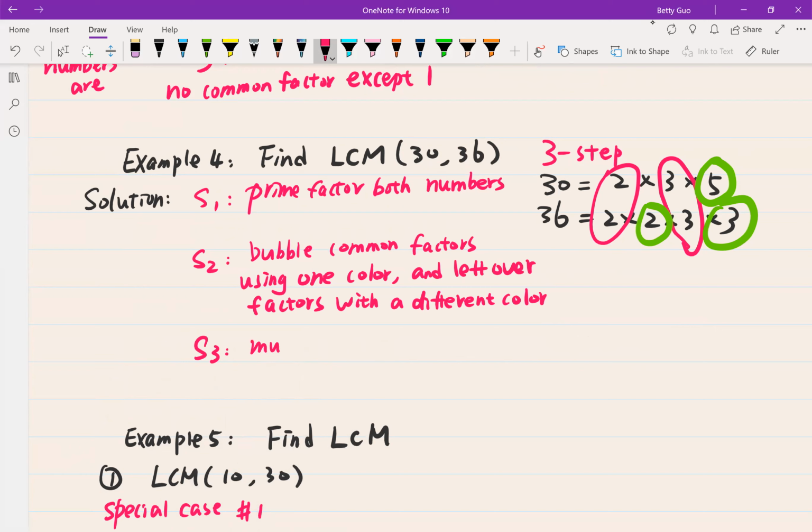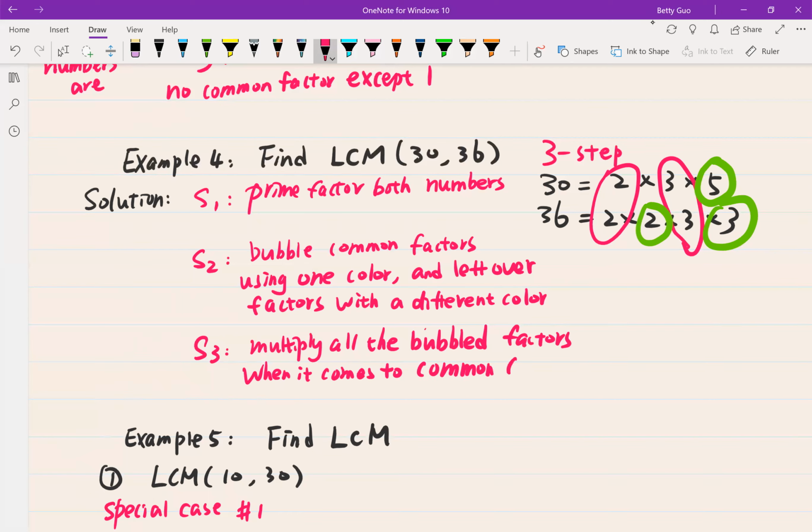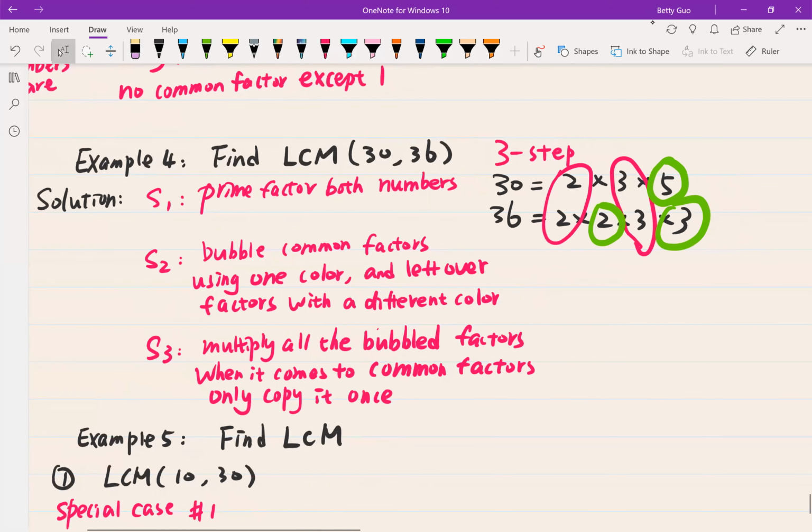Step 3. Multiply all the bubbled factors. And when it comes to common factors, only copy it once. Okay, let me explain what I mean. So we have those factors bubbled, and the LCM of 30 and 36 would be a multiplication, a product of all the factors that you bubbled.